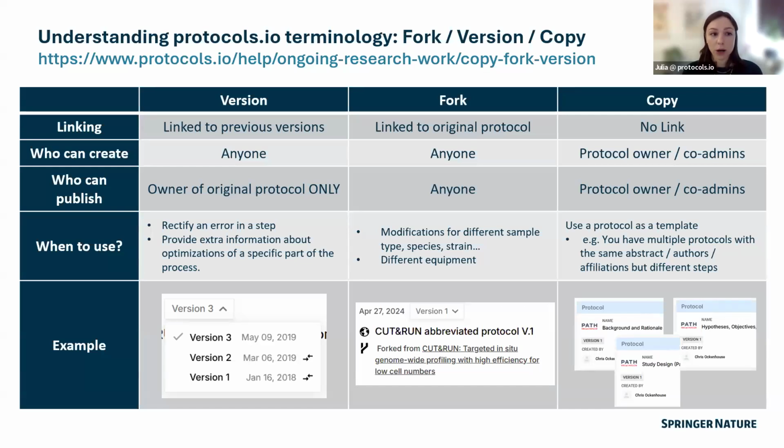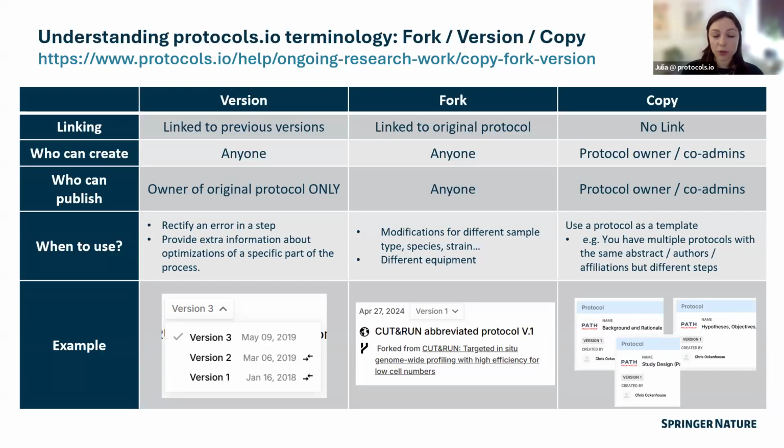So before I jump out of the slides and onto Protocol Studio, I did want to give an overview of some of the terminology that we use. And so on Protocol Studio, to enable you to track how a method evolves over time, you or others can create what we call versions or forks of a method. And so I'll talk a little bit about the differences between those.